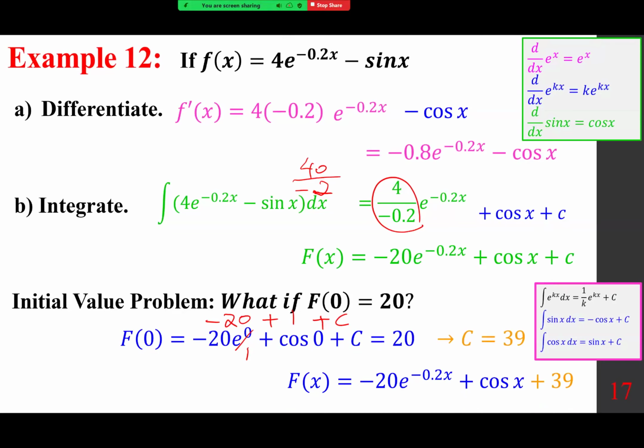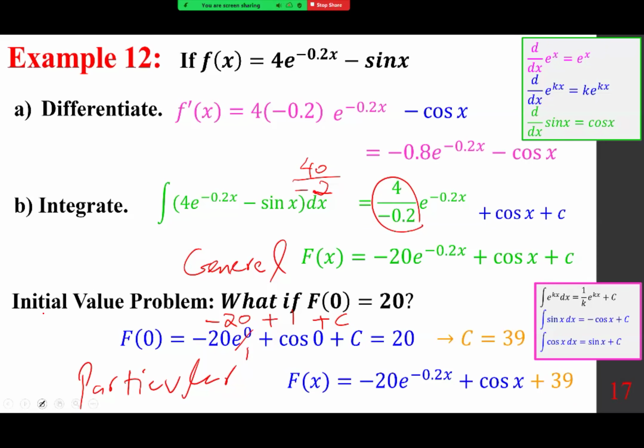So what you're looking at is a general solution here. And over here is a particular solution. Meaning, we had a family of functions, infinitely many solutions. This is called the indefinite integral. And this one is a function, one of those, with the help of one pair.